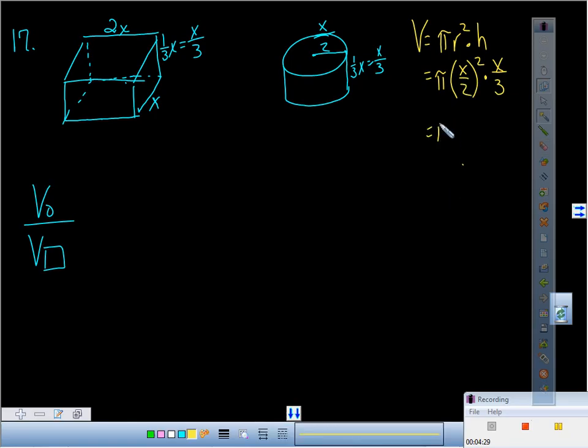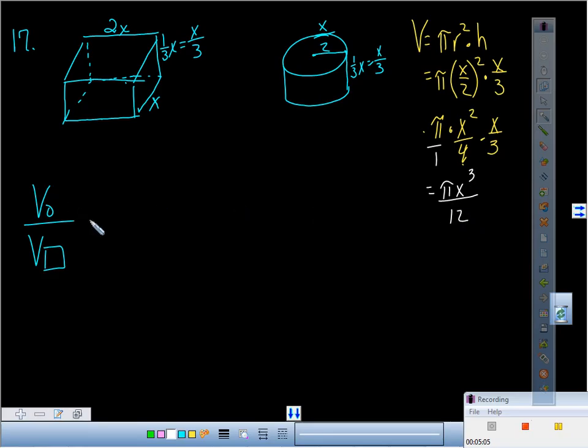So that's going to be, let's see, we got to square it first, right? So pi times X/2 squared, and what do you get? X²/4 times X/3. Now, I've got to multiply all these things together. What do I do with that pi? Where is he? On the top or the bottom? Yeah, y'all, he's over a 1. You can't put him under a 1. So now when I multiply all the tops, I just get pi times x to the third over what? 12.